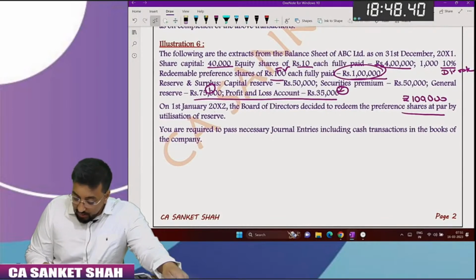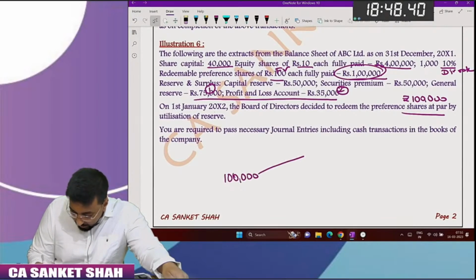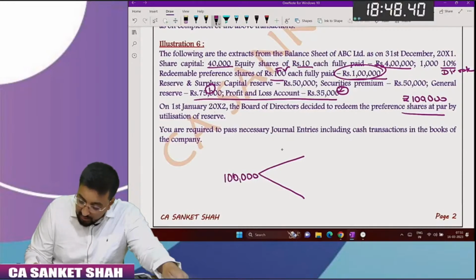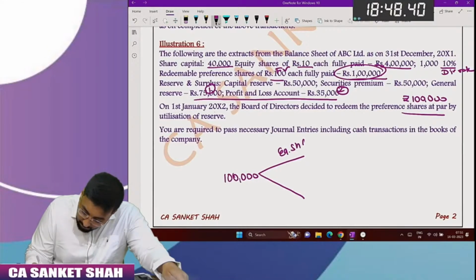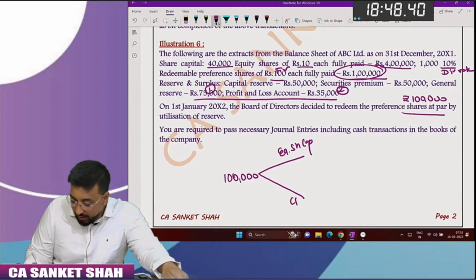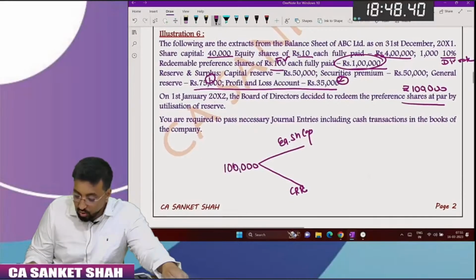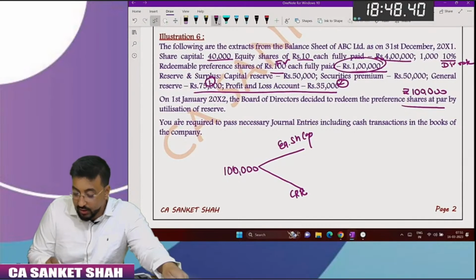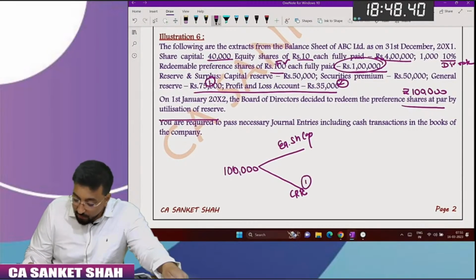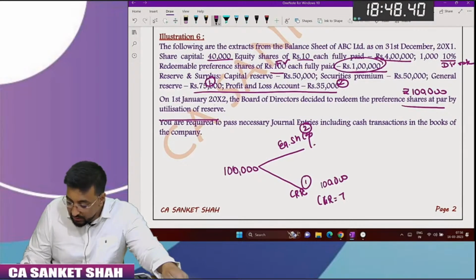So beta, now 1 lakh, how to divide it? Very simple. Equity share capital and CRR. So the utilization of reserve: only the first way we are going to accept over here, and 75,000 plus 35,000, so we have 1 lakh 5,000. We will use this 1 lakh. From free reserves, how much? General reserve we will use 75,000, and P&L we are going to use 25,000.